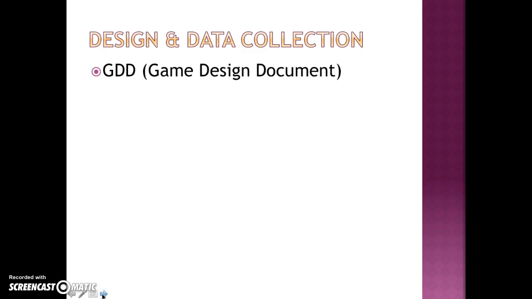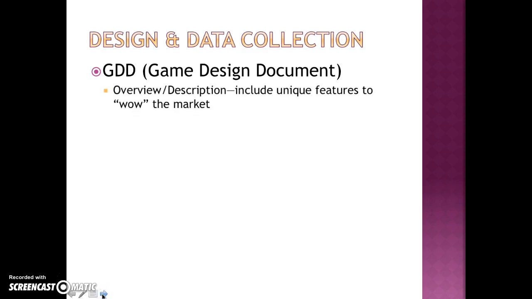From that, the first step in prototyping a project is you need to figure out what needs to go into it. And we have here the GDD, or the game design document, that includes what is going to be going into your product, your video game. First, you need to include an overview. So how are you going to wow the market? How are you going to have people buy your game? Why are they going to?